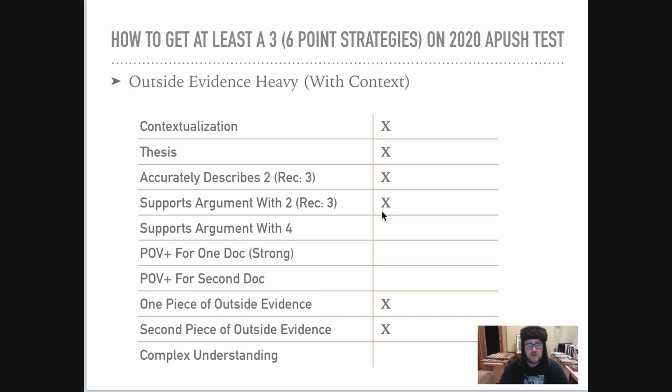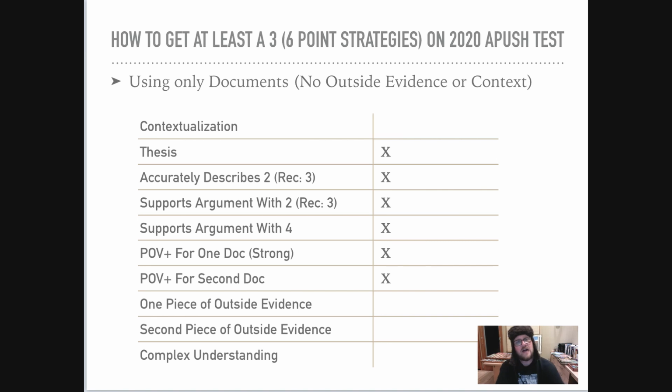Recommended is 3. And then you're not even looking at point of view. A lot of you guys have not mastered the point of view plus. You don't know how to incorporate that fluidly into your essay. So just skip it and focus on contextualization and still have 2 pieces of outside evidence to get you those 5th and 6th points. So that's another way to get your 6-point essay. Again, we're completely foregoing the complex understanding for most of you, the strong supporting argument, and the second point of view on the second document.